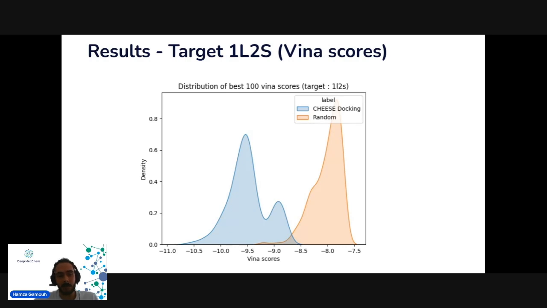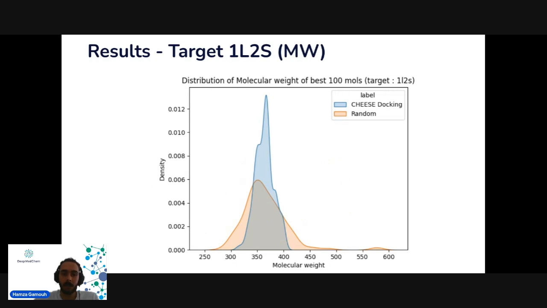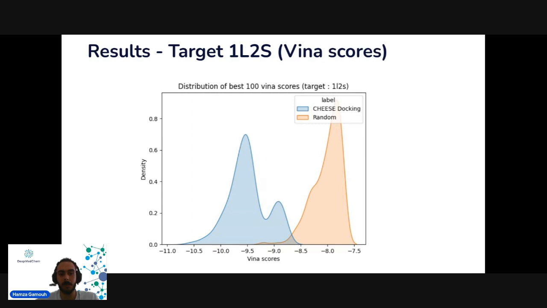So you can see how cheese has the advantage, and you can also see how the molecular weight is distributed for these 100 molecules. It has a more or less similar distribution to the random one. Although there is a high density here, we can see that cheese docking is not high in molecular weight, which is not actually the reason why cheese is performing better.